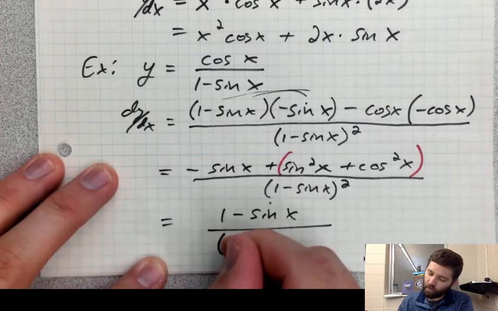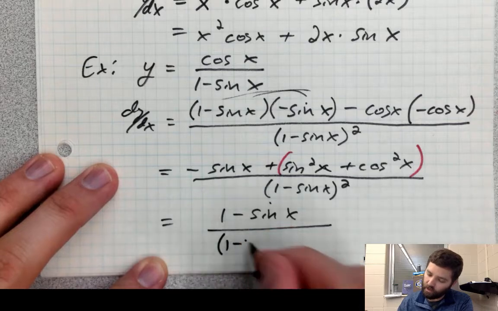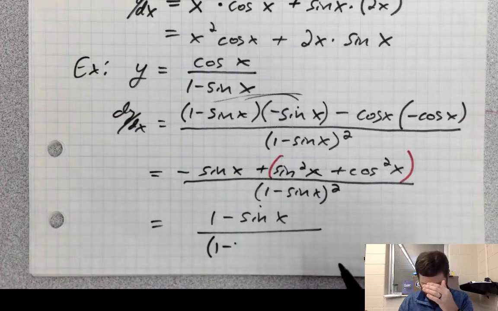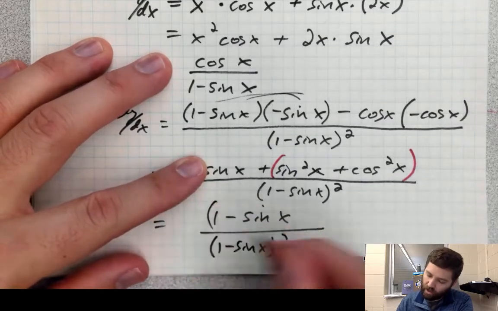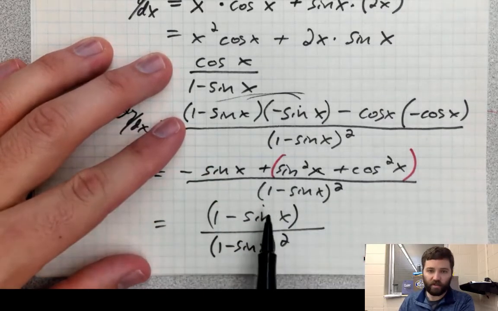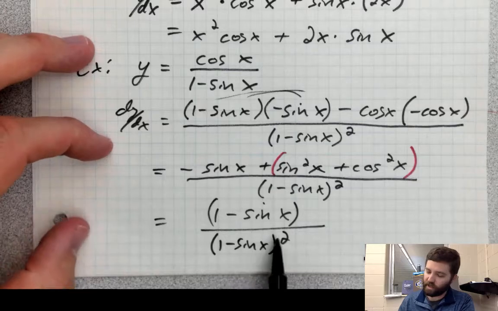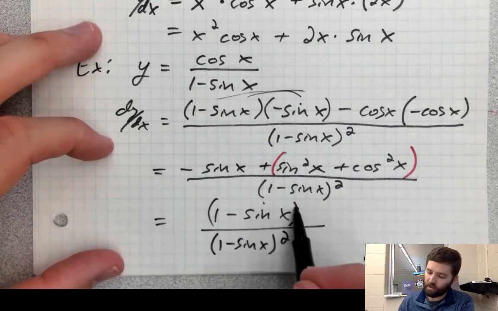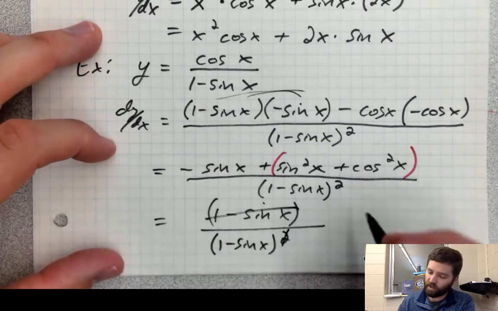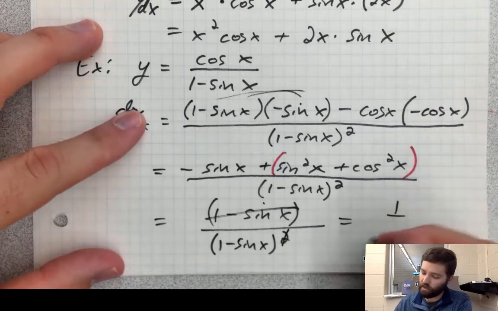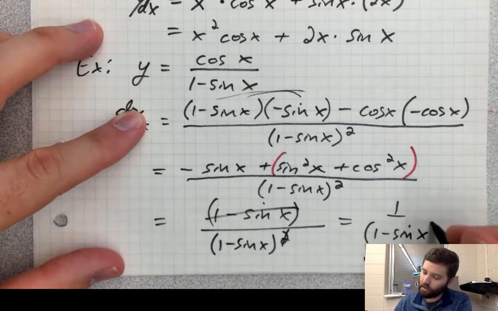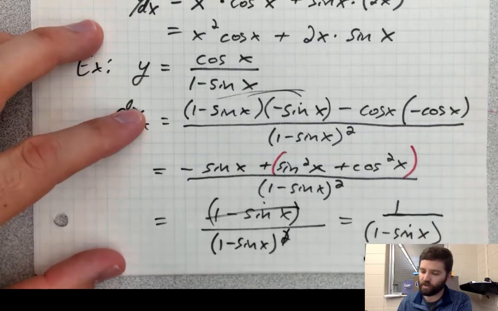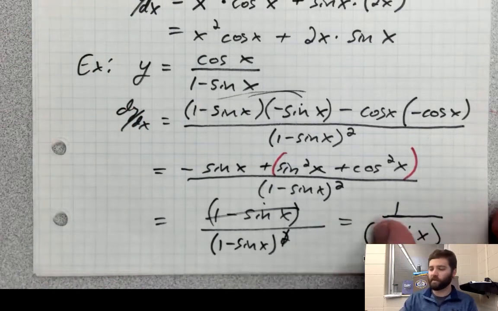divided by 1 minus sine of x squared. Oh, hey, look. I have 1 minus sine of x on top, and I have 1 minus sine x squared on the bottom. So this will simplify to 1 over 1 with the 1 minus sine of x in the bottom. So I'll just get 1 over 1 minus sine of x. All right. So there's my derivative. That was fun.